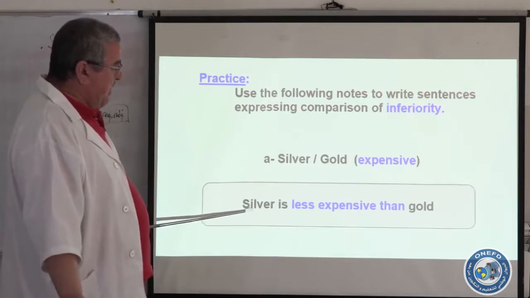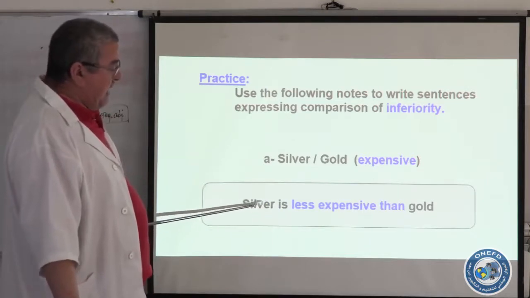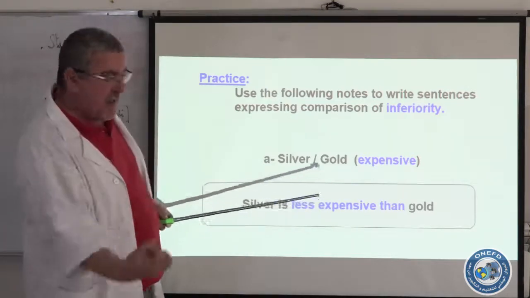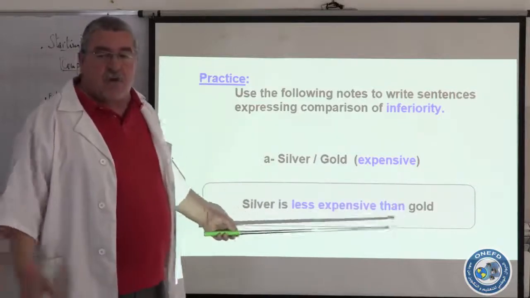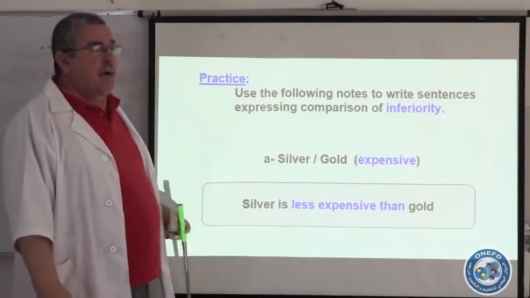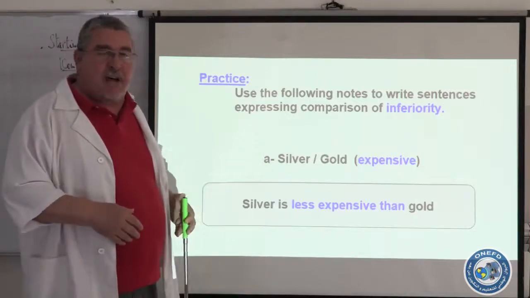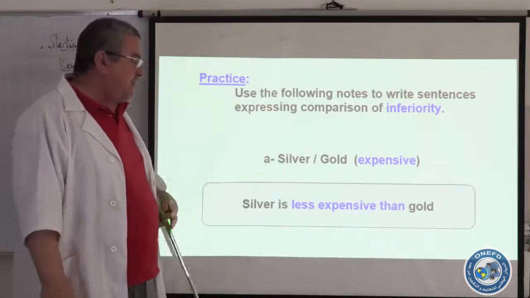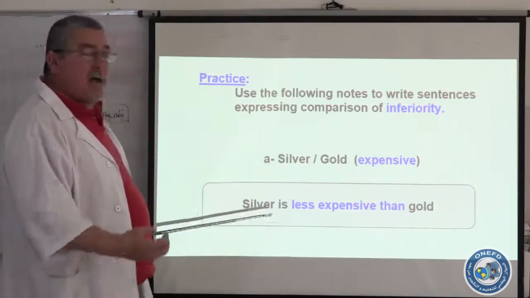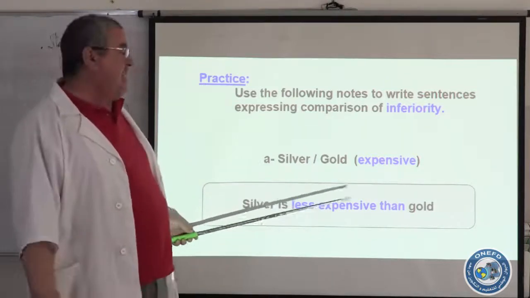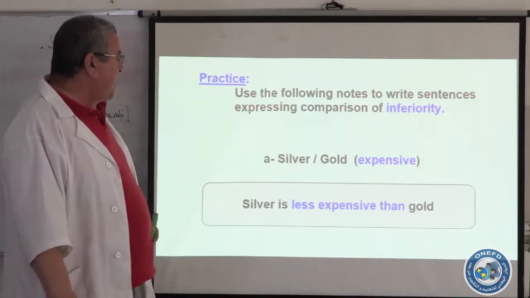As everybody knows, silver is less expensive than gold. When you go to buy a ring made of gold or of silver, the price is not the same, certainly. So silver is less expensive than gold. Let's go to the following example.